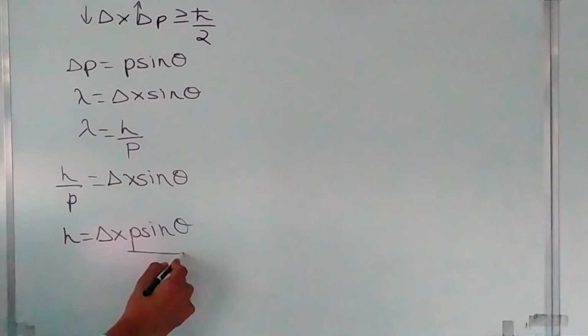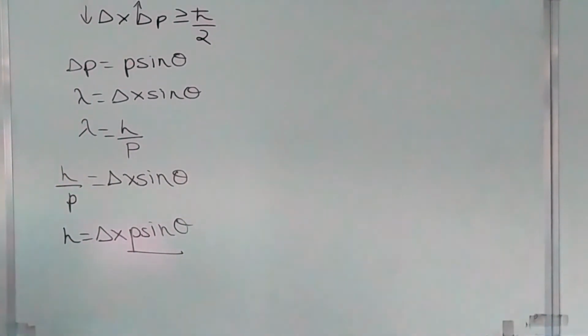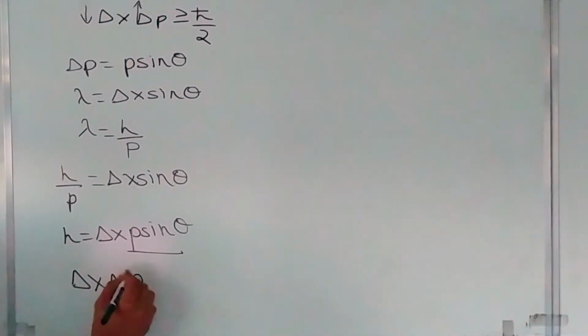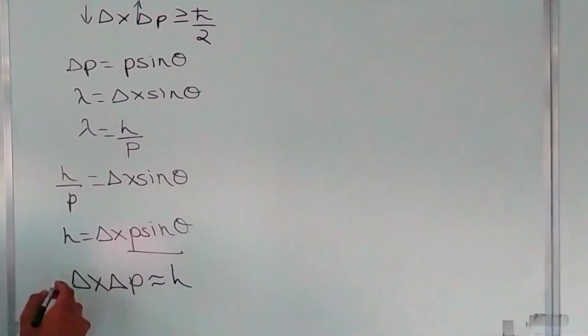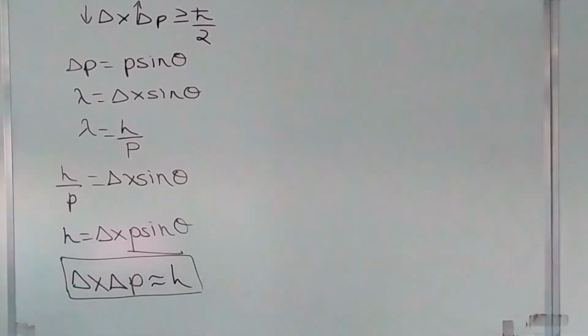We know that p sine theta is the uncertainty in the p, and we can finally get that the uncertainty in the x multiplied by the uncertainty in the p. Now, I don't want to say exactly equals because we have made a few assumptions in this proof. So I'm going to say roughly equals Planck's constant. And this is an easier way of deriving Heisenberg's uncertainty principle.